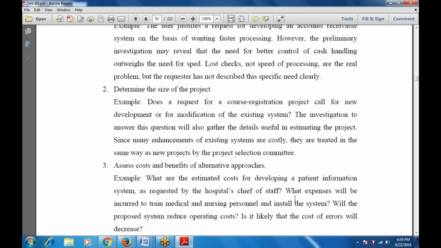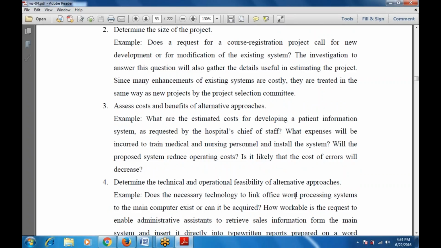Then assess the cost, that means evaluate the cost and the benefits to the organization of the alternative approaches. That means what cost is required and what benefit we can expect from the system, and identify the cost benefit analysis. That means identify whether we are gaining profit or losing money.